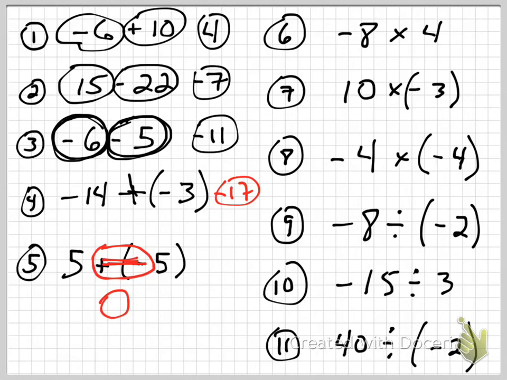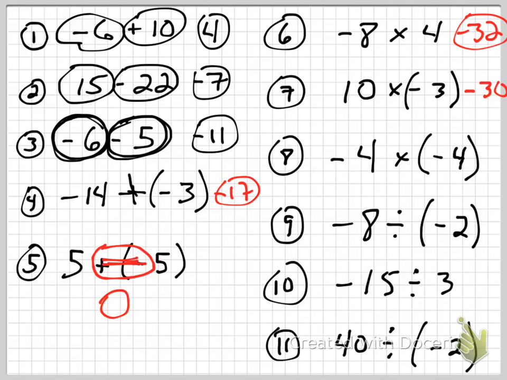Number 6. Now we're doing what? Multiplying. A negative times a positive, the answer is going to be a negative. 8 times 4 is -32. Number 7. A positive times a negative is a negative. 10 times 3 is 30.